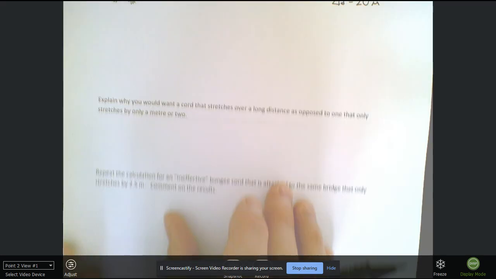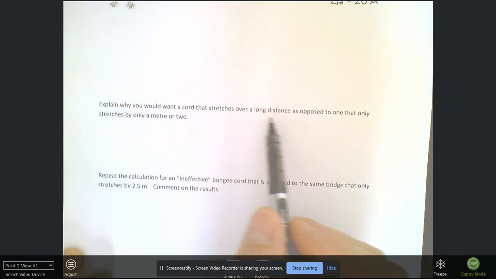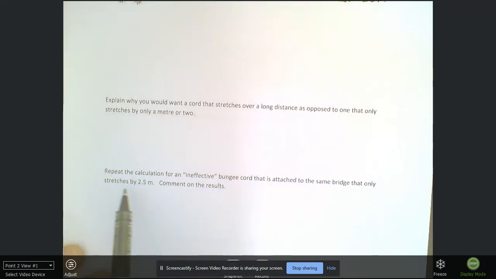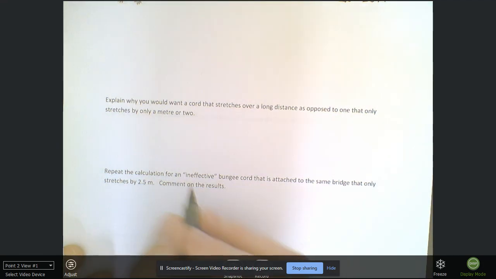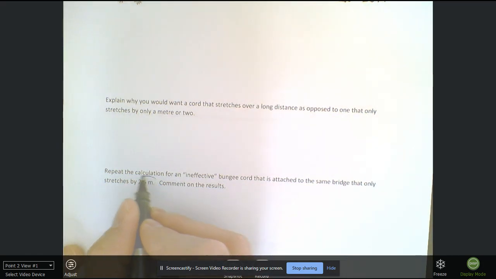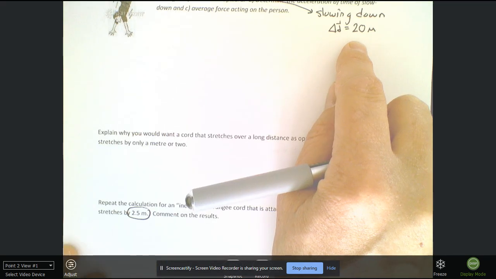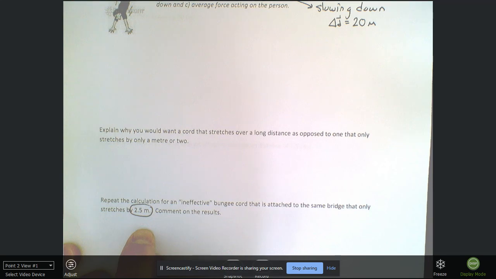And then, explain why you'd want a cord that stretches over a long distance as opposed to one that only stretches over a meter or two. You can use an equation to show that, like we did in the lesson. And then, if you have an ineffective bungee cord that only stretches 2.5 meters, not 20, see what the acceleration would be and what that might feel like.